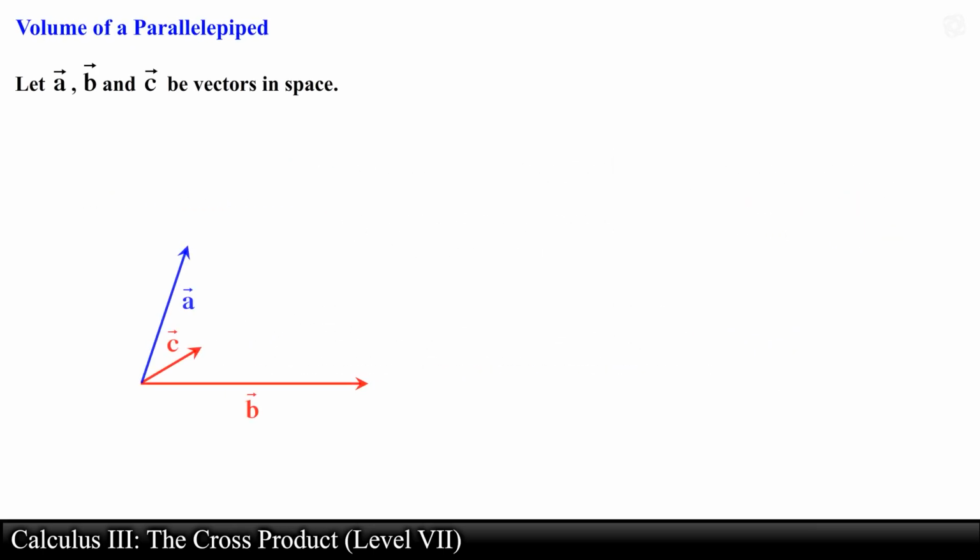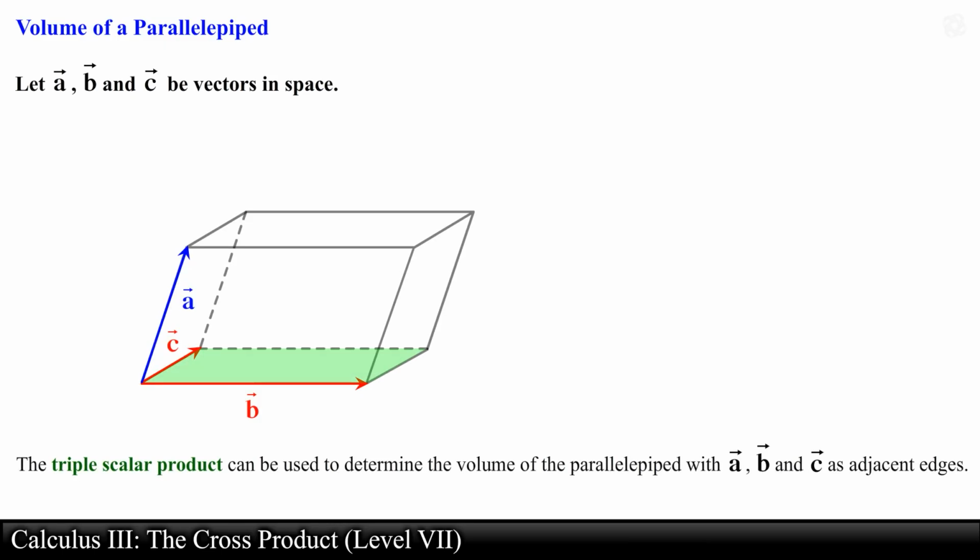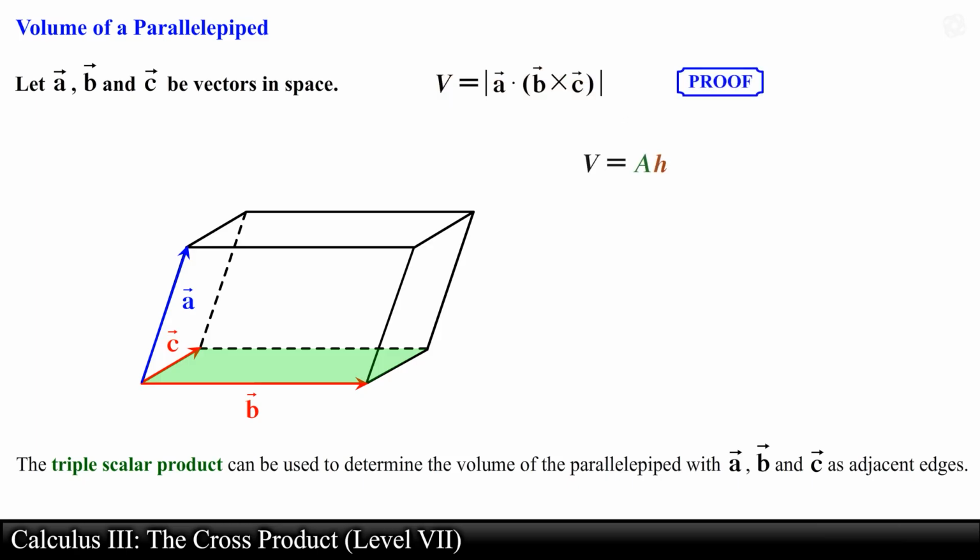If vectors A, B, and C do not lie in the same plane, the triple scalar product can be used to determine the volume of the parallelepiped, with vector A, B, and C as adjacent edges. In this figure, the area of the base is a parallelogram and can be found by computing the magnitude of the cross product between vector B and vector C. If we were to draw the vector obtained by crossing vector B and vector C, we obtain a vector that is orthogonal to the plane containing these 2 vectors.